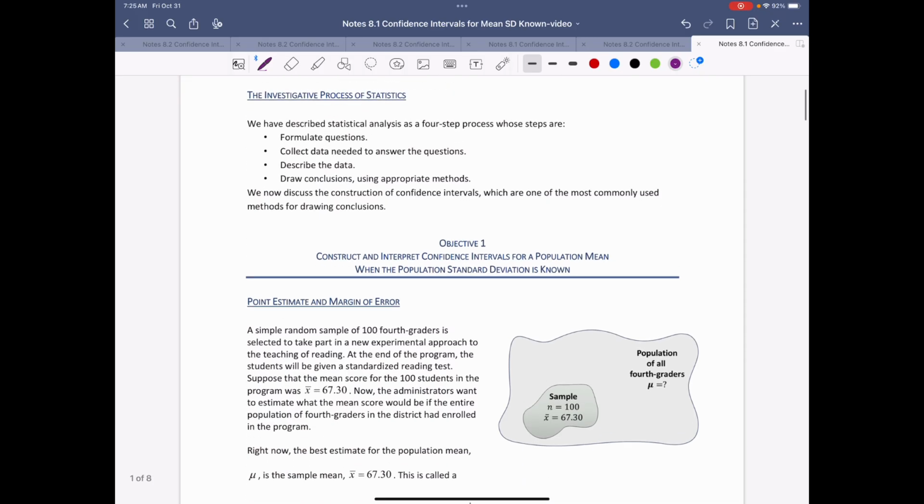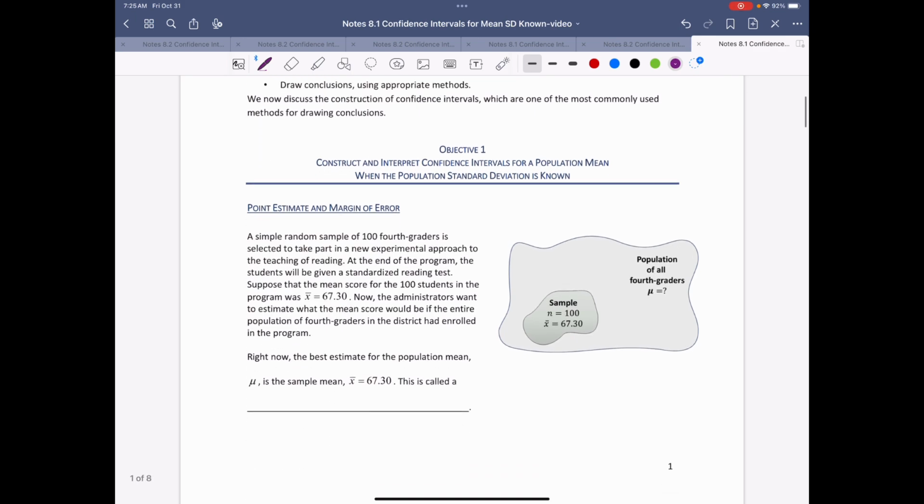And now I'm going to talk to you about how to make a confidence interval, which is one of the most commonly used methods for drawing conclusions. And I want you to look at this question. A simple random sample of 100 fourth graders is selected to take part in a new experimental approach to the teaching of reading. At the end of the program, the students will be given a standardized reading test. Suppose that the mean score for the 100 students is 67.30. This is your sample mean, X bar.